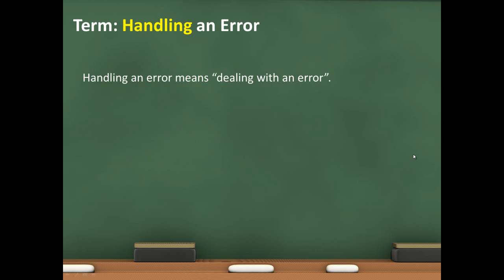We can force a particular error to occur. So let's talk first of all about some of the terminology, the geeky terms that come up. The term handling an error really simply talks about dealing with an error. If I'm going to write an error handler, as we're going to talk about in a minute, I'm going to deal with that error or a specific error that might occur.